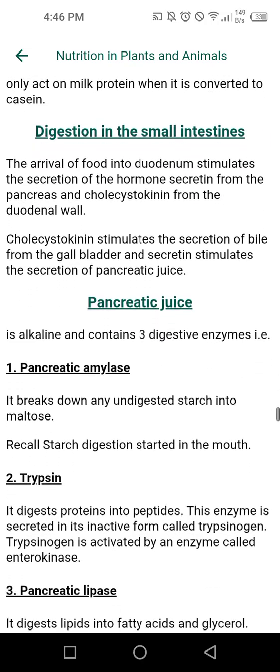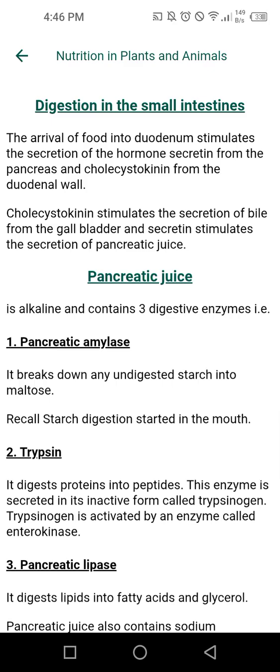Digestion in the small intestines. The arrival of food into the duodenum stimulates the secretion of the hormone secretin from the pancreas and cholecystokinin from the duodenal wall. Cholecystokinin stimulates the secretion of bile from the gallbladder, and secretin stimulates the secretion of pancreatic juice. Pancreatic juice is alkaline and contains 3 digestive enzymes, i.e.